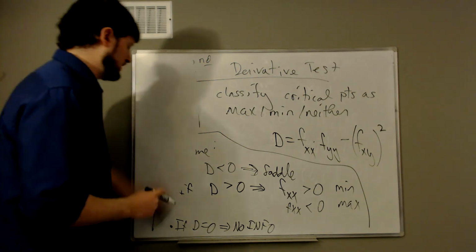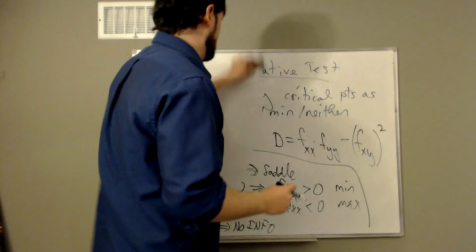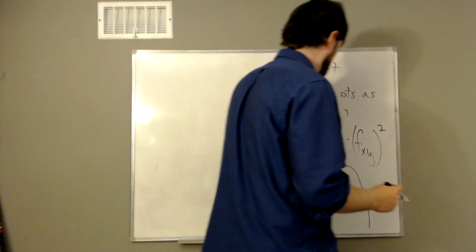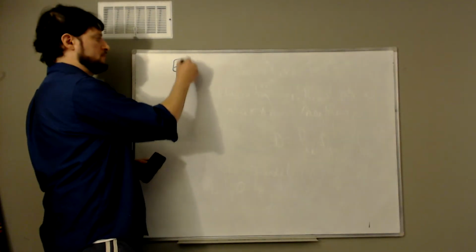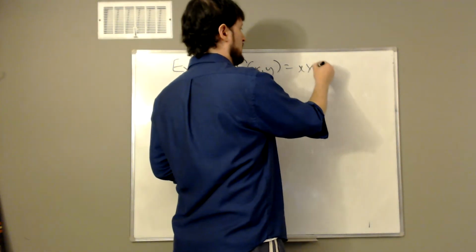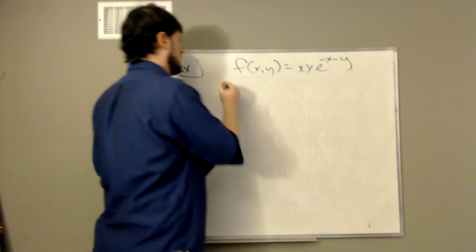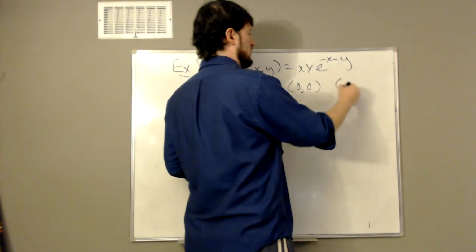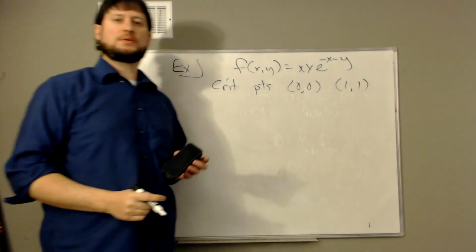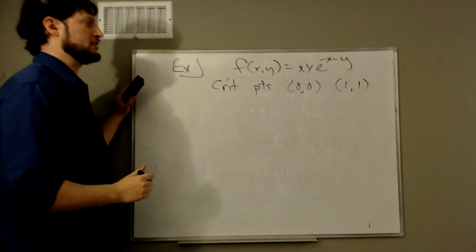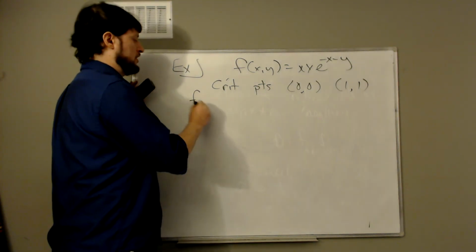So let's look at an example to apply that. Let's do one which we've already done much of the work for. Suppose that we have the function f of x, y is xy e to the minus x minus y. We already discovered that the critical points are (0, 0) and (1, 1). And in fact, we already looked at the graph to see what should be happening, but let's apply that process just to make sure. So we actually already have f sub x.